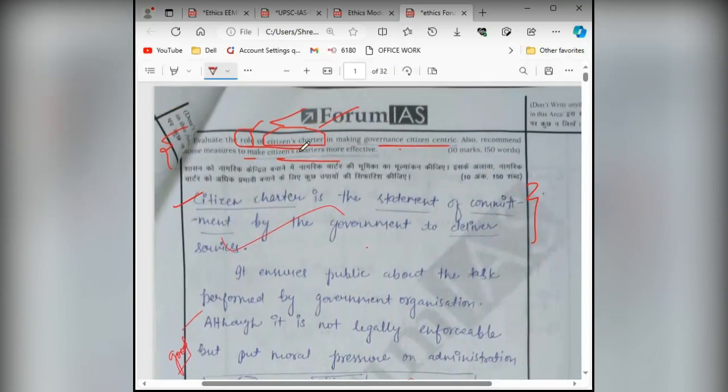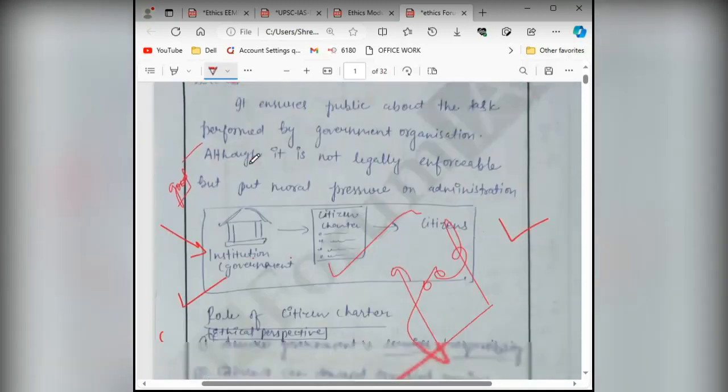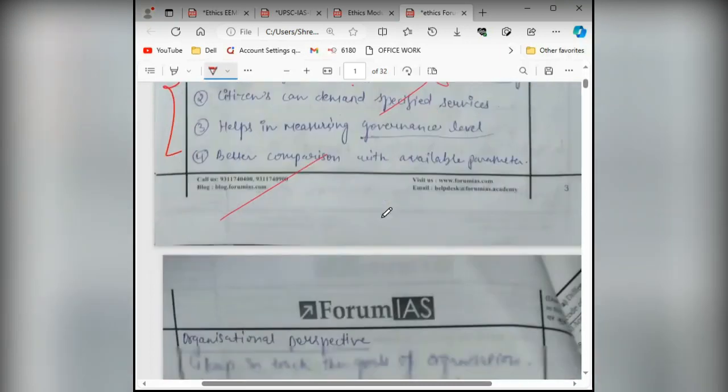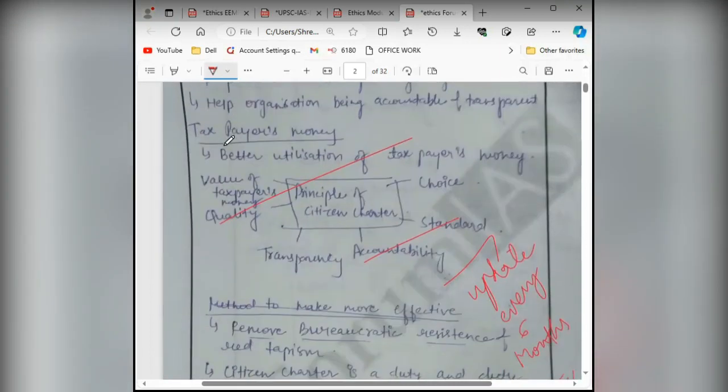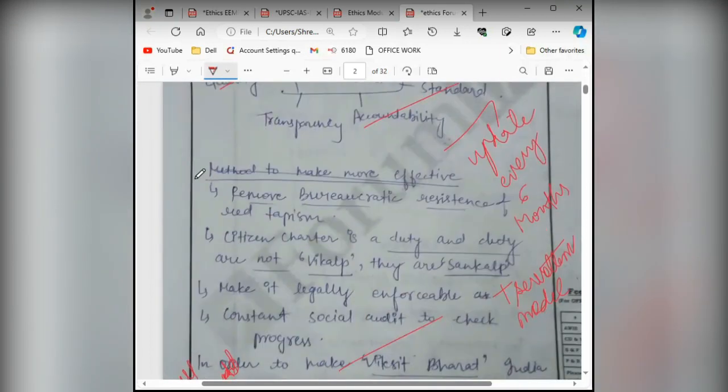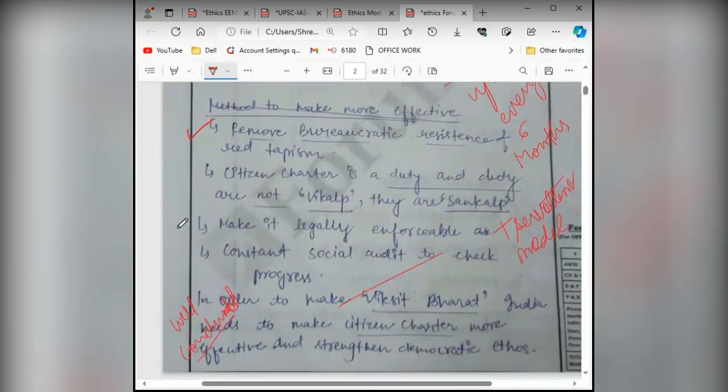For example, evaluate the role of citizen charter. It means citizen charter is the keyword. Then what are the things asked by UPSC? Role. Then recommend the solution. That is it. So the role part has been discussed. Coming to the organizational perspective, she has then given some of the solutions here.